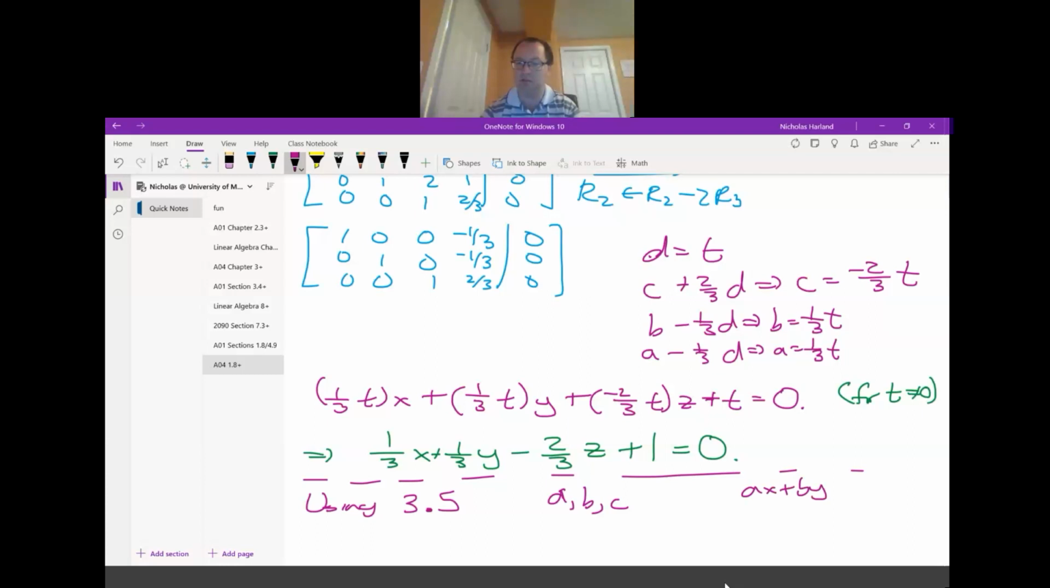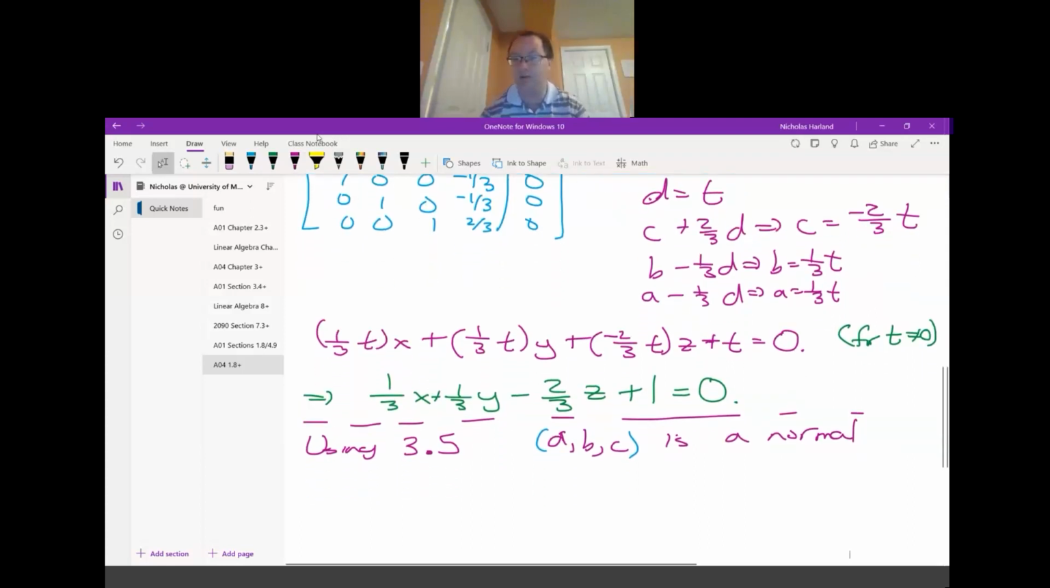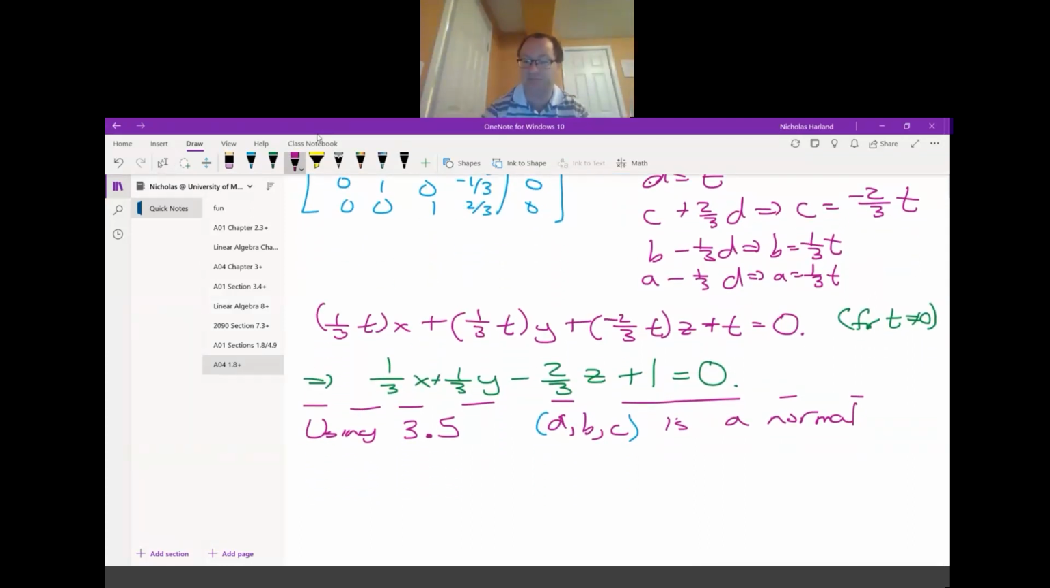So if we have our general form of a plane, what is the vector ABC? Geometrically speaking, it's the normal vector. ABC is a normal to the plane, and as people are saying, we can find the normal as PQ crossed with PR.